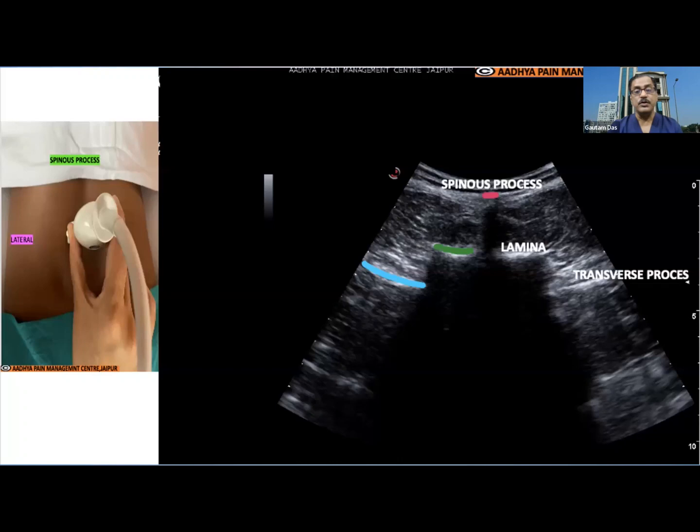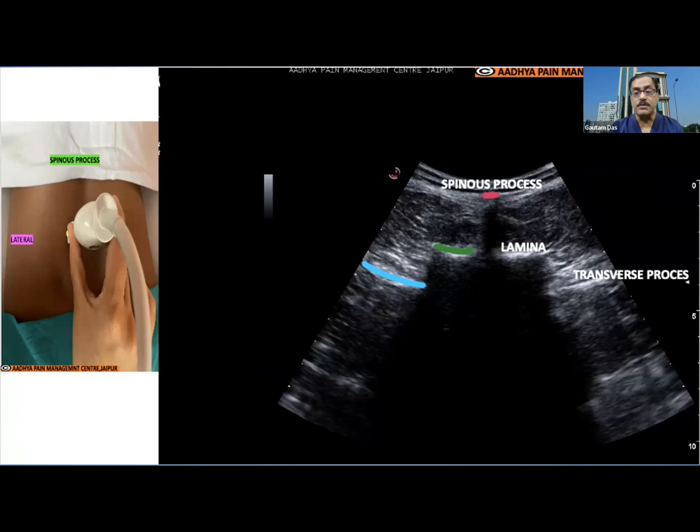Transverse process view. So this is again very important. If we are able to see the spinous process, and then the lamina, and then the transverse process, that's the 3 steps: 1st step, 2nd step, 3rd step. And in this corner, we'll be able to identify the facet joint as well. This is the area when we are holding the probe exactly over the spinous process.